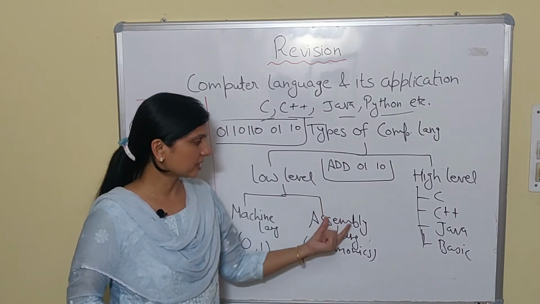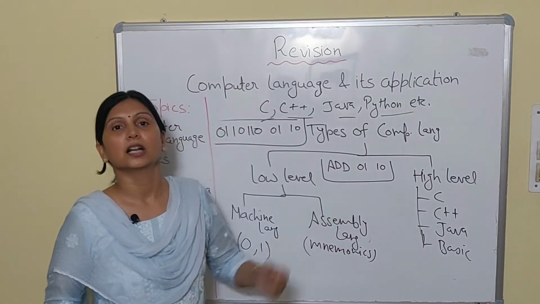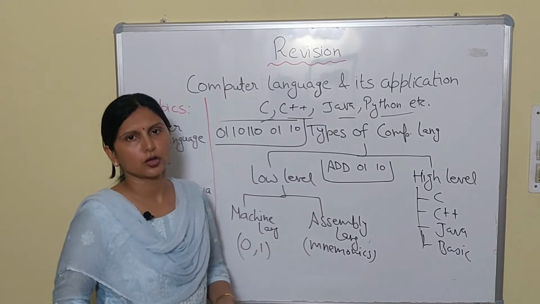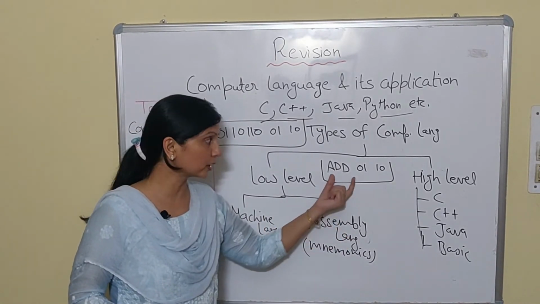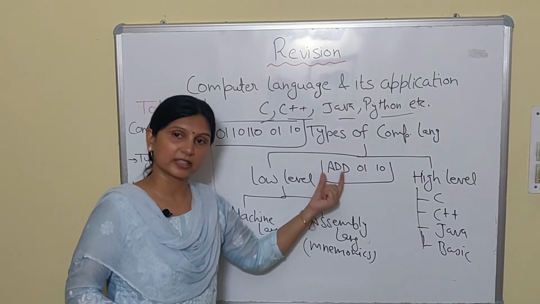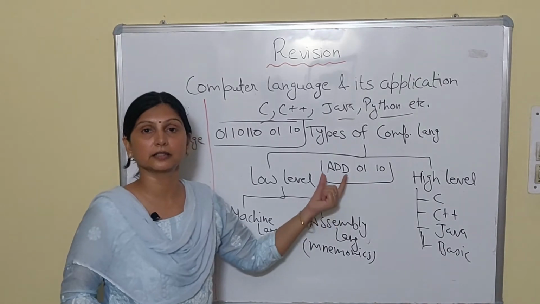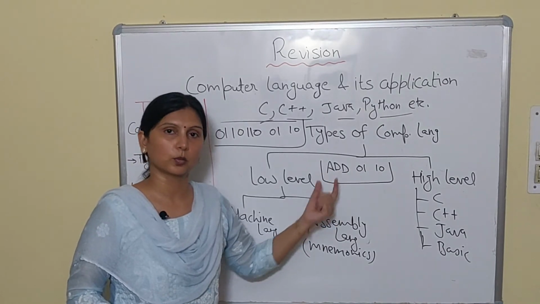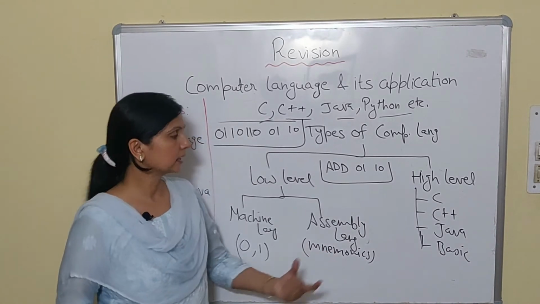So assembler is a translator which converts assembly level language into the machine level language, or 0-1, because ultimately computer understands 0-1. So we need to convert every language, whether it is high-level or assembly language, into the form of 0 or 1. Fine. So in this case we need a translator.